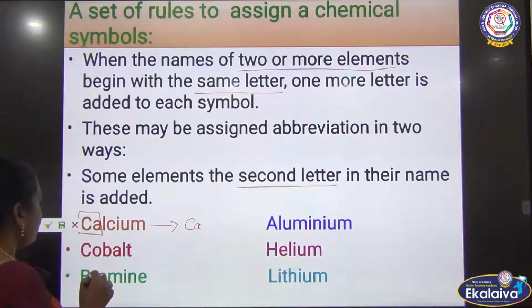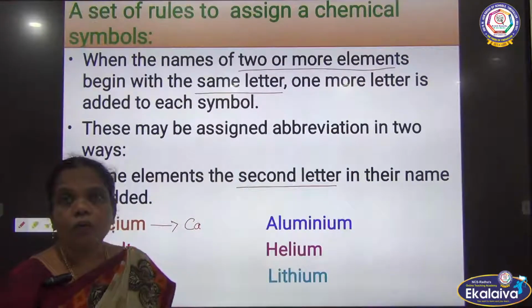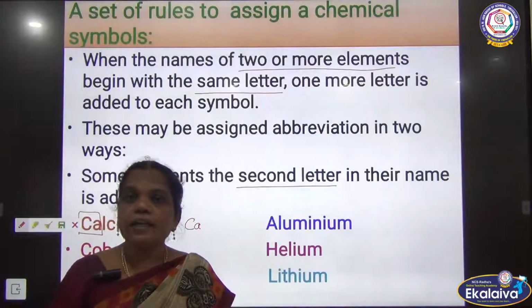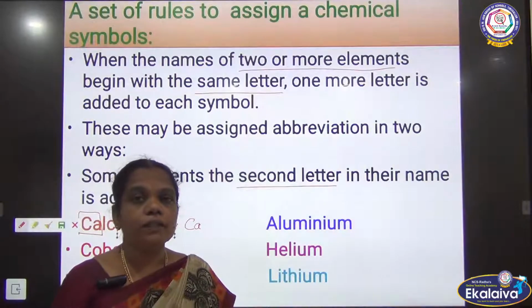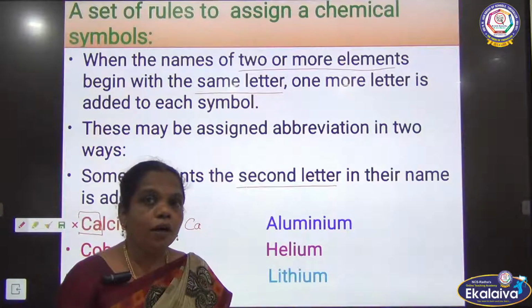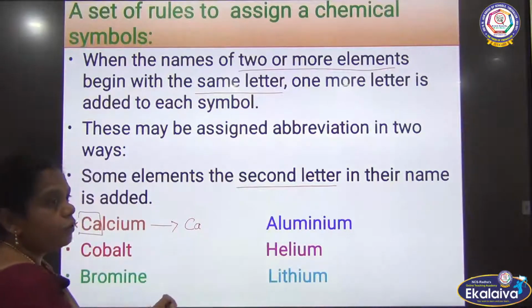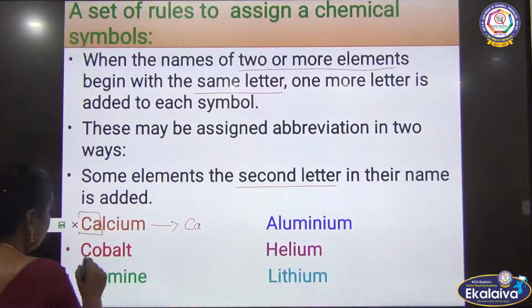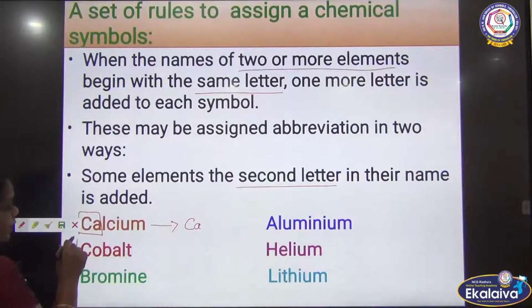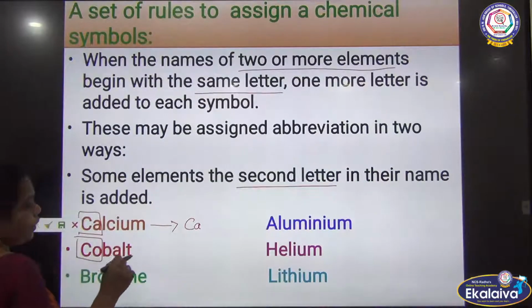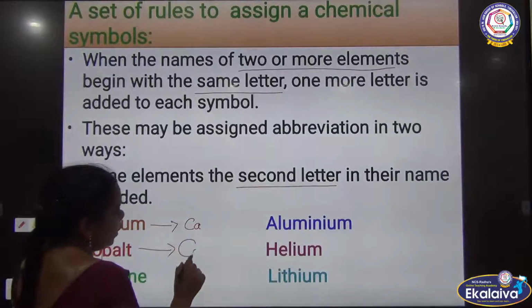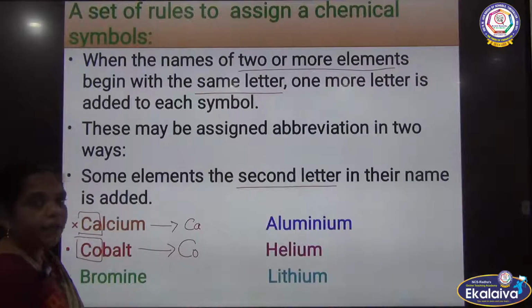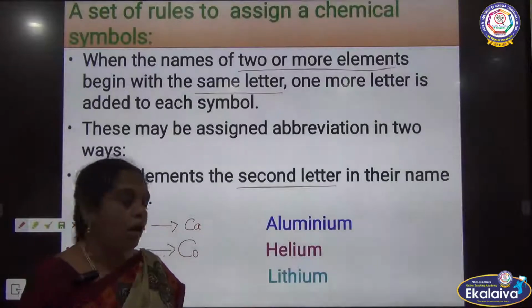Understand? And next, already again one more C, cobalt. What is the first letter? Cobalt, C. Already we assigned C for carbon, so again we cannot assign C for cobalt. So we have to follow this rule and put the first two letters, Co. What is the symbol for cobalt? Co, capital C and small o.